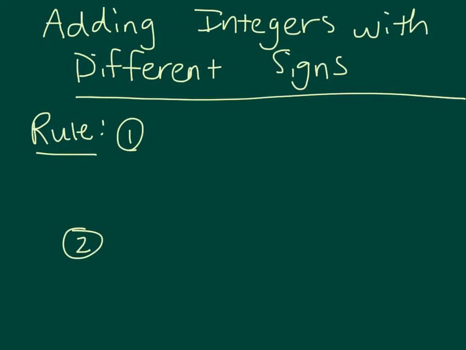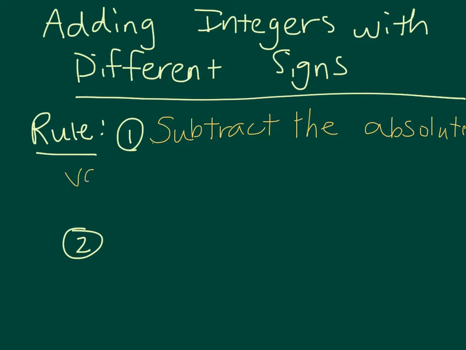Now, what happens if we add integers with different signs? This gets a little bit trickier, but I'm sure you remember how to do it. This time, instead of adding their absolute values, we actually subtract their absolute values. Let's say subtract the absolute values of the numbers.